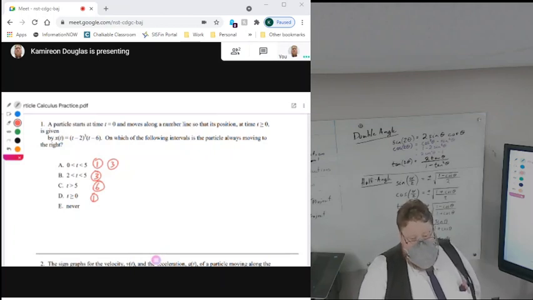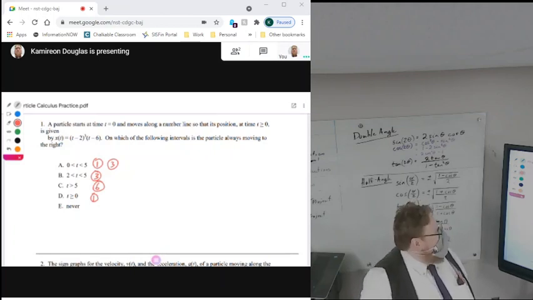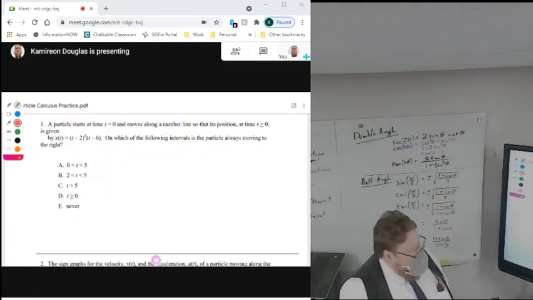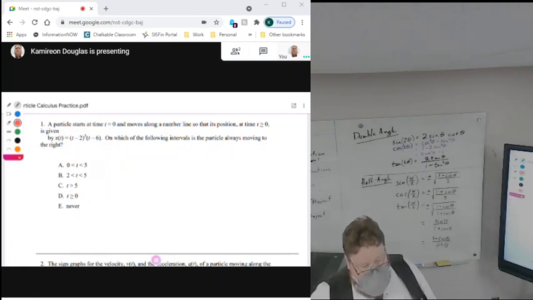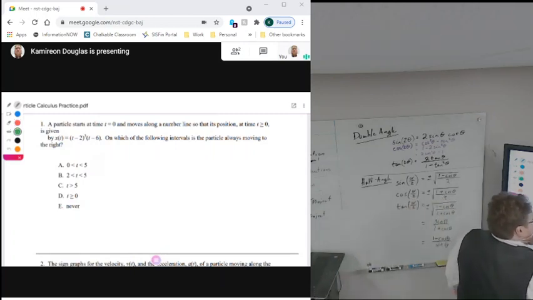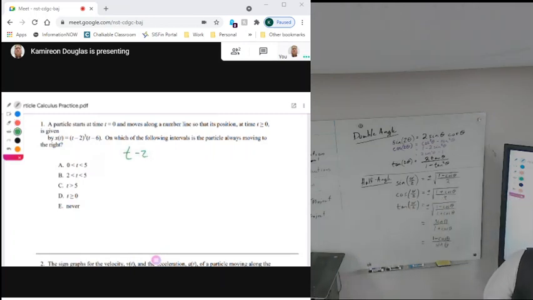Both work, but one's going to be faster than the other. Now, this problem is a chain rule problem with a product inside of it. So let's go ahead and do the derivative real quick so we can get to practice. As a reminder, I have (t minus 2) cubed times (t minus 6). I'm going to take the derivative.